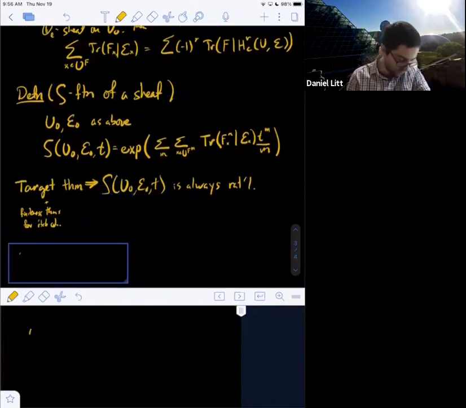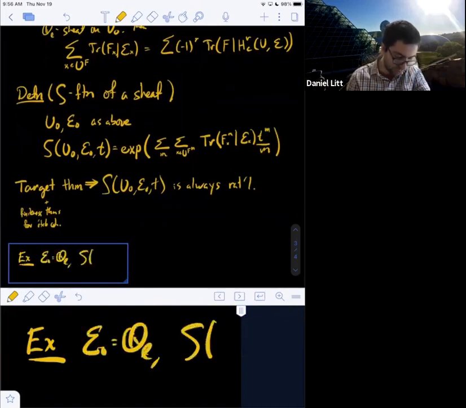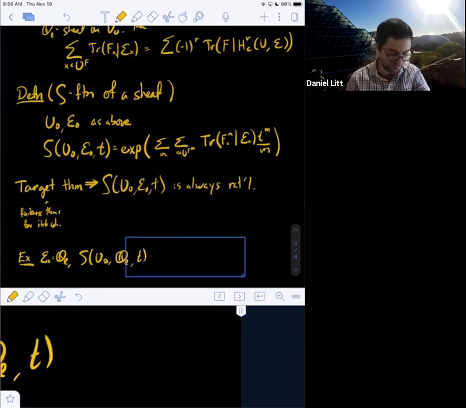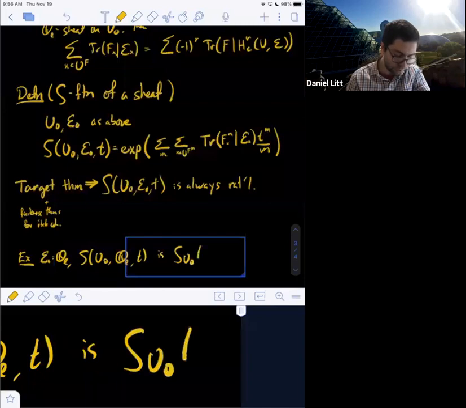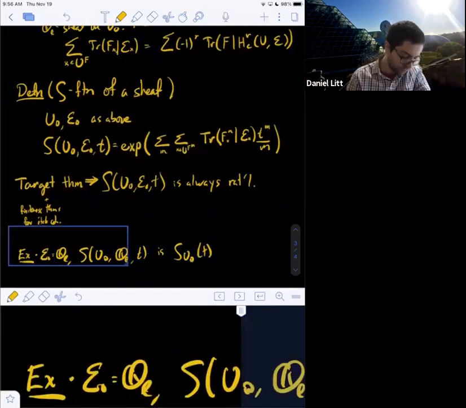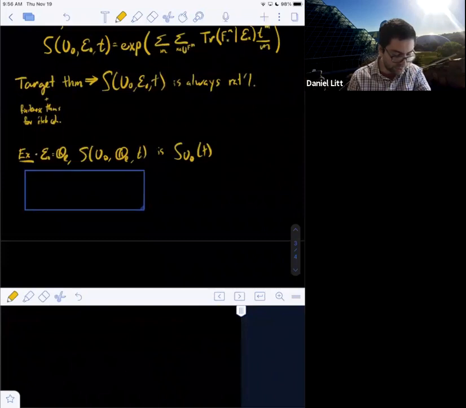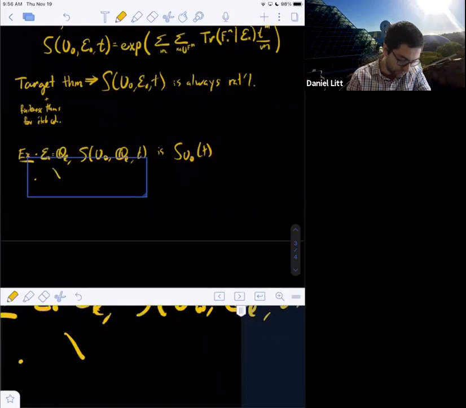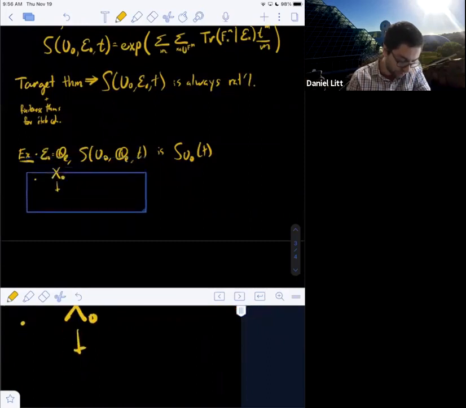So maybe a couple examples. I already mentioned this one. The first example: E_0 is just Q_l, then zeta of U_0, Q_l, T. So this is the constant Q_l sheaf, and it is just the usual zeta function of U_0. But another example, and maybe this explains why we care about this definition, is: suppose we have X_0 to U_0 a smooth proper morphism.